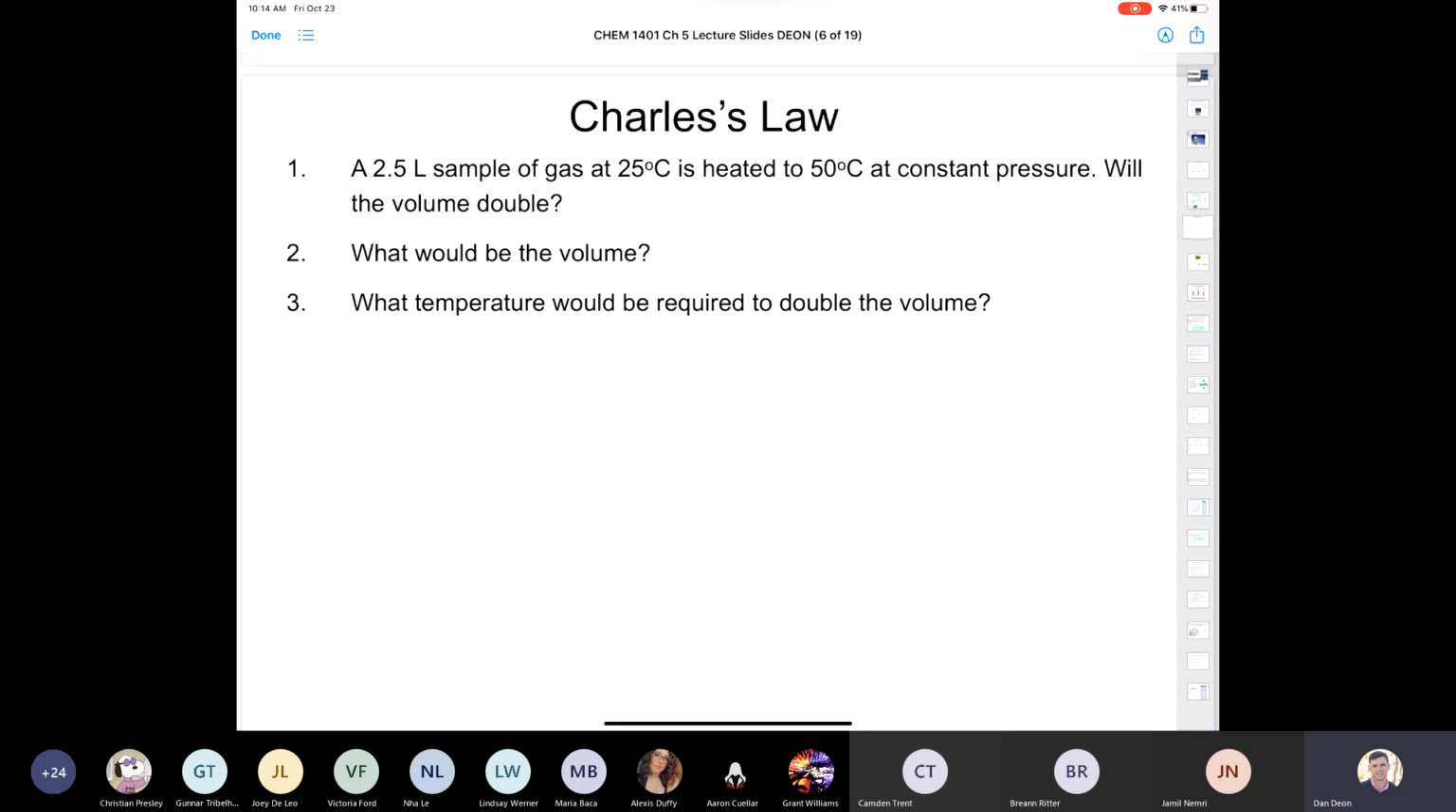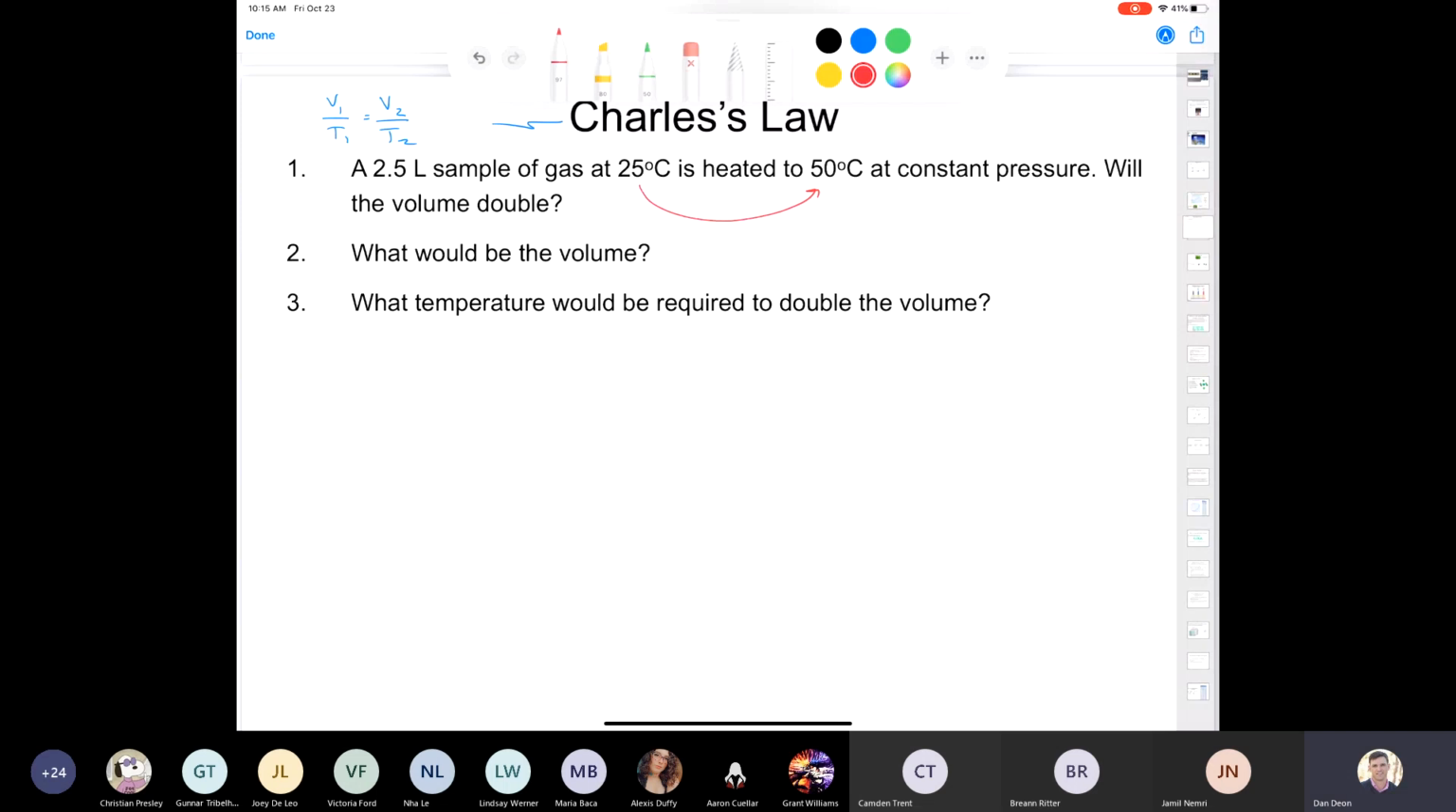It says a 2.5 liter sample of gas at 25 degrees Celsius is heated to 50 degrees Celsius at constant pressure. Will the volume double? Hey, that's a good question. All right, Charles' Law, V1 over T1 is equal to V2 over T2. Hey, look at this. Temperature doubling, going from 25 degrees Celsius to 50 degrees Celsius. Will my volume double? Can anybody answer that? Just yes or no. Is my volume going to double if my temperature doubles?